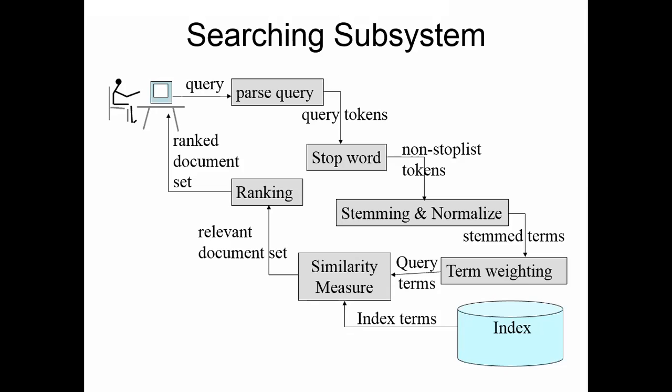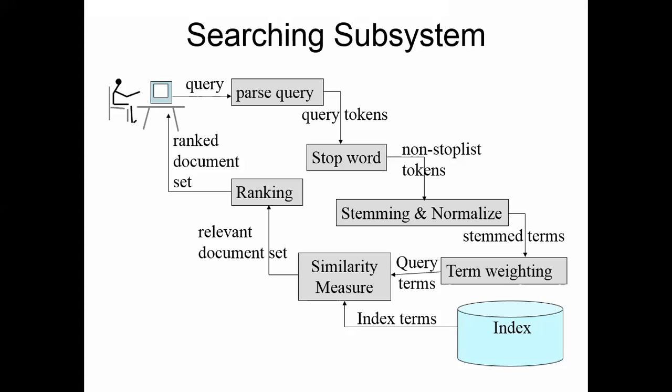Then similarity measurement comes. The similarity measurement is responsible for comparing the query with the documents that are indexed using their index terms. When the similarity measurement is working, it is comparing the query terms against the index terms. So to what extent the index terms of each document are similar to the query terms.